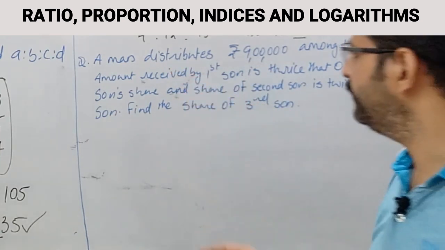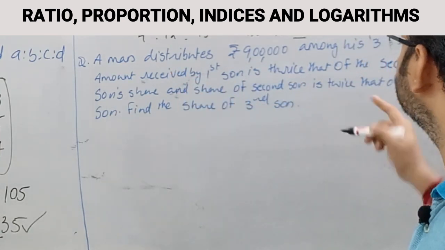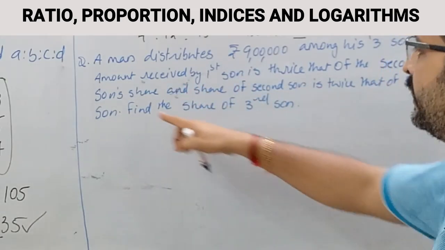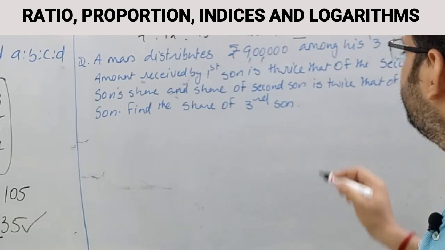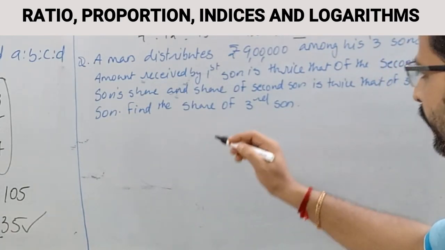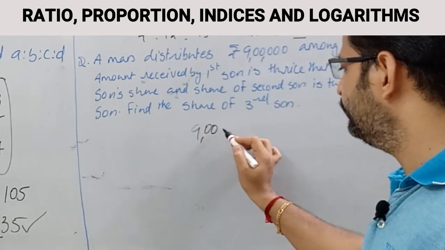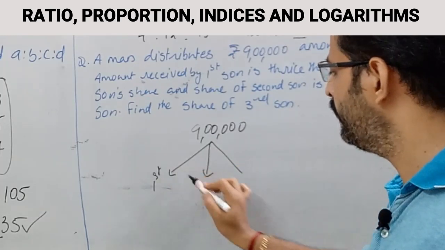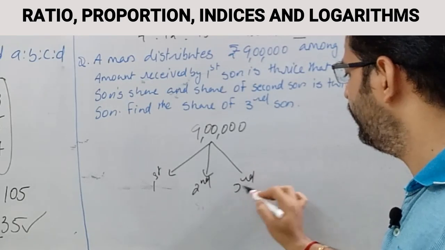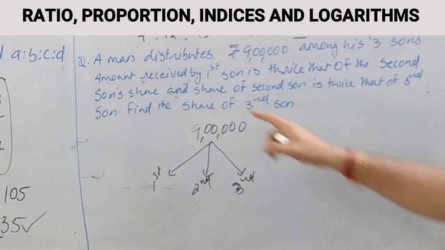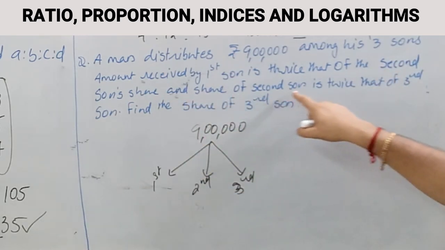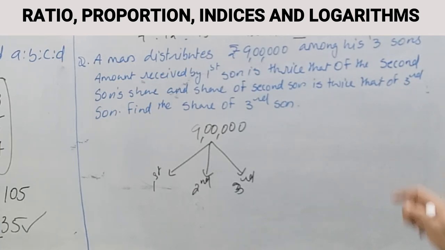Next question. A man distributes rupees 9 lakh among his 3 sons. The amount received by the first son is thrice that of the second son, and the amount received by the second son is twice that of the third son. Rupees 9 lakh is divided among 3 sons: first, second, third. Then look at the adjustments.